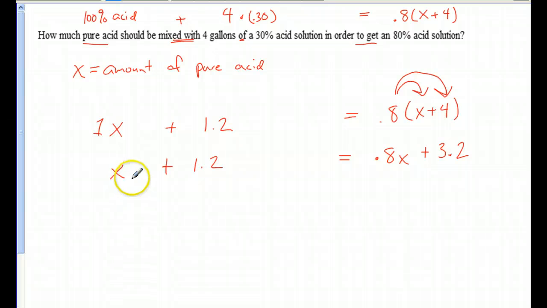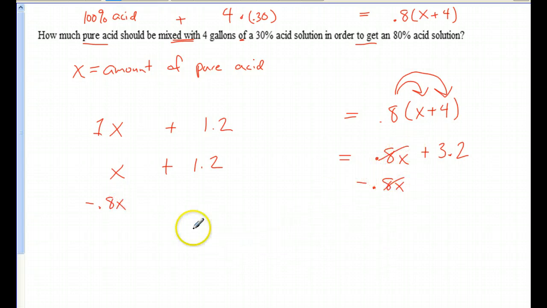Alright, now I got variables and constants. It doesn't matter which way I take what, but I'm going to subtract 0.8x from both sides. Now it's gone on the right, but a lot of people will just say negative 0.8x because they're forgetting that there's this 1 right here. Okay, if you need to put the 1 there, put it there. But 1 minus 0.8 is 0.2x plus 1.2 equals what's left over here, which is 3.2.